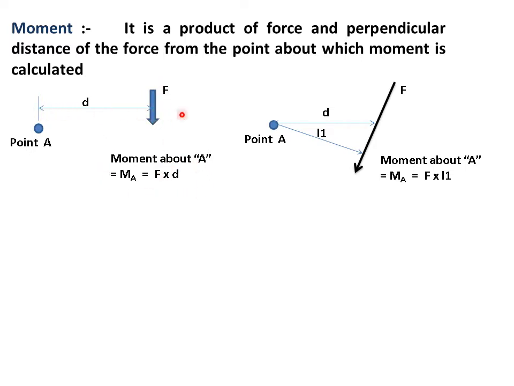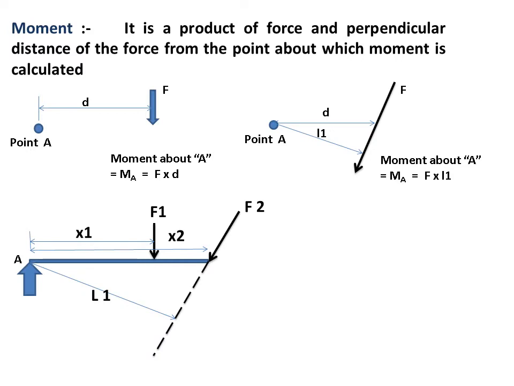Force into distance D. In a similar way, I have shown here the force is inclined. The horizontal distance is D, but moment is not equal to F into D, because my definition says that it should be a perpendicular distance of the force from the point about which moment is calculated. So this is the point about which moment is calculated. From this point, the perpendicular distance is this one, L1. So moment about A will be equal to force into L1. Or otherwise, you can take the vertical and horizontal components and go on solving. This is the same thing I explained in another way.